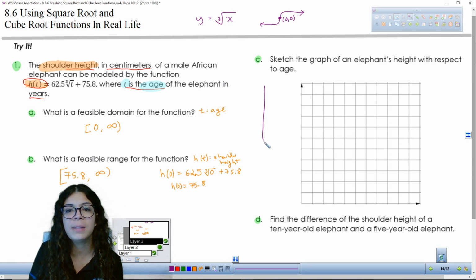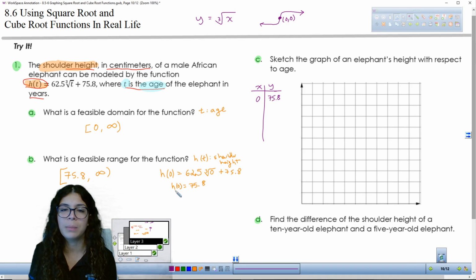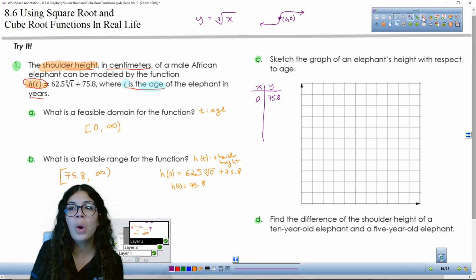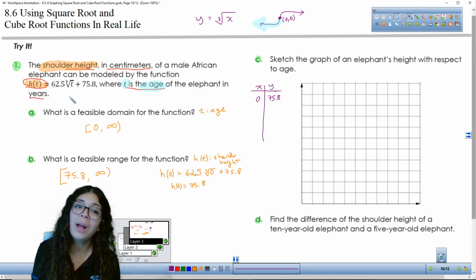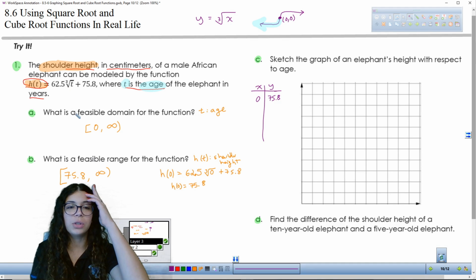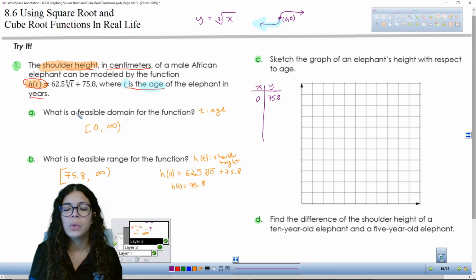Now that's not going to affect the X value, right? The X value will still be 0, but the Y value will be shifted up. So that Y value is 75.8. We can also see that from h of 0 is 75.8. Now normally we would have negative values of X, but based on the real world problem for this function, we can't have negative age. So you will see this left side of the graph not show up because it just doesn't make sense for this real world problem.